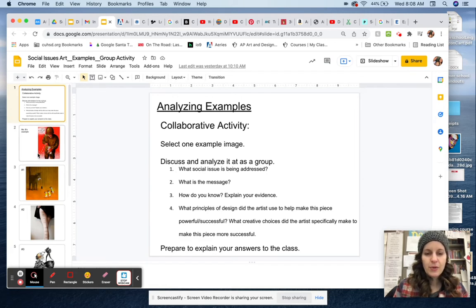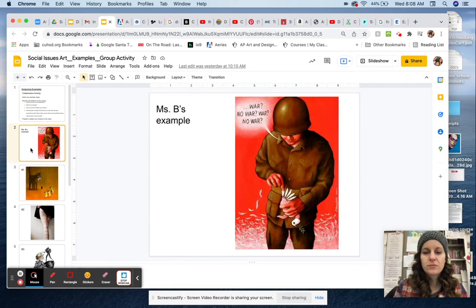Now I'll do this example here. So the social issue that's being addressed here is definitely about war. I know it says right there, but it's also about just the decision to go to war and the recklessness of the decisions of whether to go to war or not to go to war. And I can tell that the message is that the artist is saying people do not take the decision to go to war seriously enough, because as you can see here, the soldier is just holding a little dove, and he's picking out the feathers as if it's a flower.